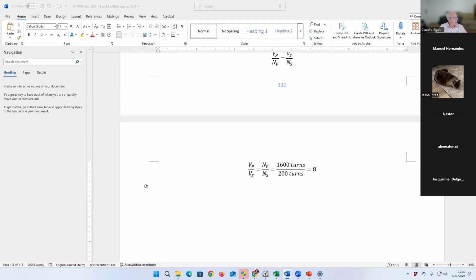So what does it mean? If the primary is 240,000, we step down the voltage to 30,000. Instead of 240,000, you're going to have only 30,000.